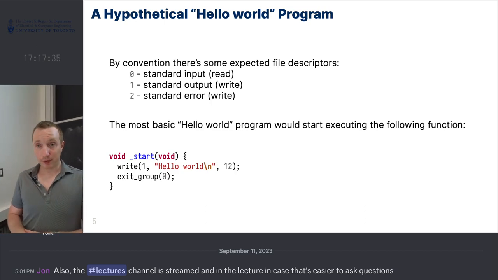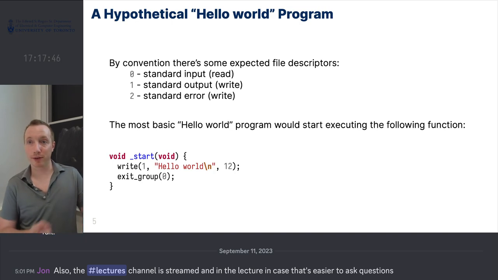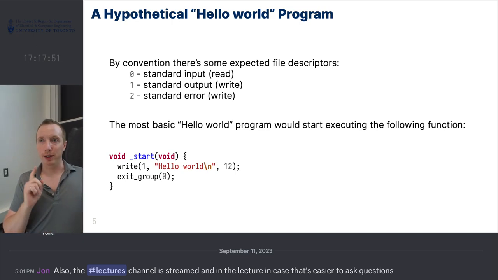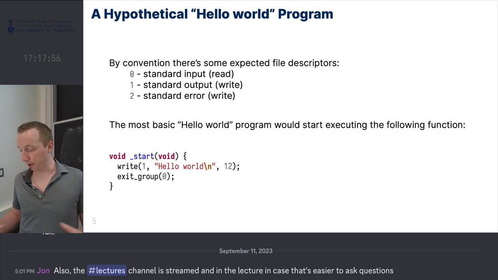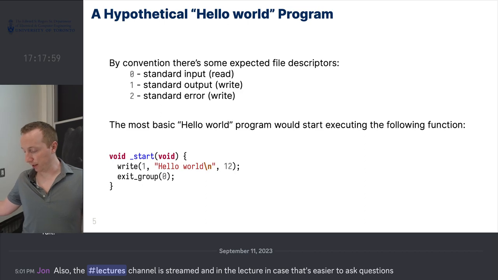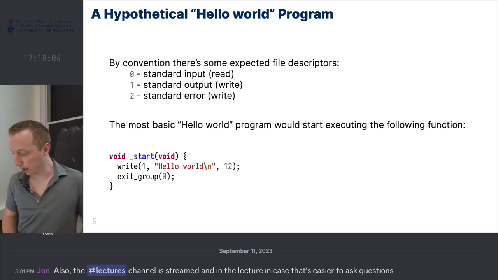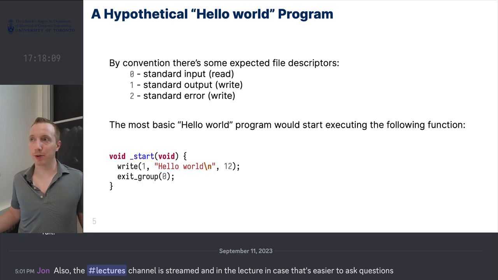So the most basic Hello World program, assuming I don't even need main anymore: if I just created a magic function called start, and I could tell my operating system to just start executing this function, this is all I would need for Hello World. I would need to write to file descriptor 1 an array of characters called Hello World that has all the data I need, and then 12, because that's the length of the string that I want to print to my terminal. And then after that's done, all I need to do is exit group, because Hello World was already printed, so I can end this process.